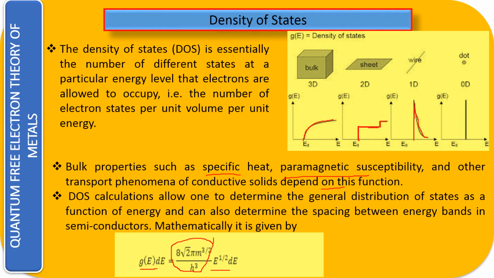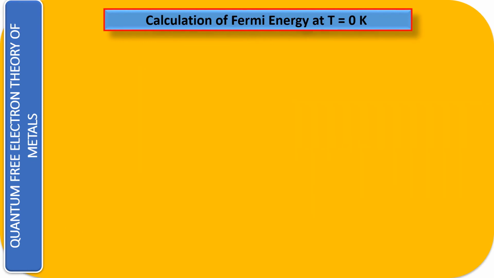And this we should numerically always remember. Now we have to use this expression to find out the total number of electrons at 0 Kelvin, because as I told you in my first slide, if you know the total number of electrons, we can also find out the Fermi energy. So let us suppose the Fermi energy at 0 Kelvin is represented by EF naught.